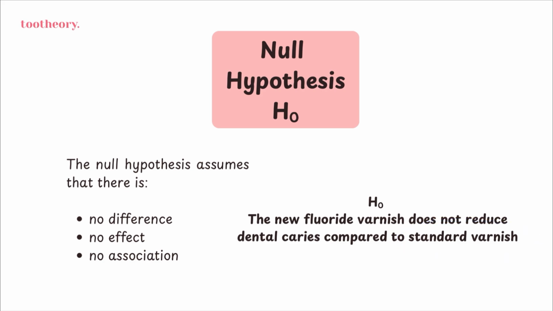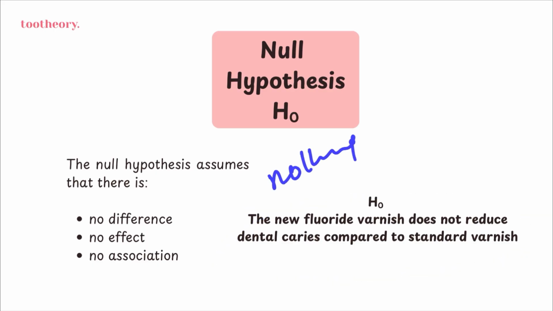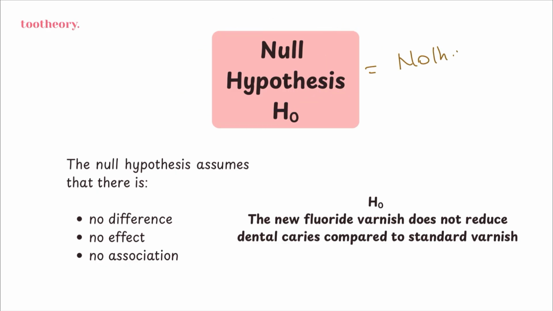So basically, it's a very boring statement, right? It's basically saying nothing is happening. Right? So that's my favorite way to remember it. Null hypothesis equals nothing new. That is my absolute favorite way to remember it. So whenever you see H0, you see, well, nothing new is happening. So both the standard and the new treatment or the varnish or the toothpaste or whatever is being tested, none of them have any difference or effect or association.